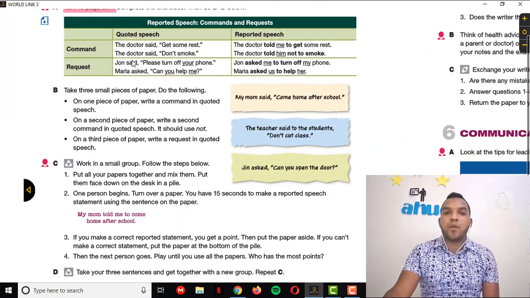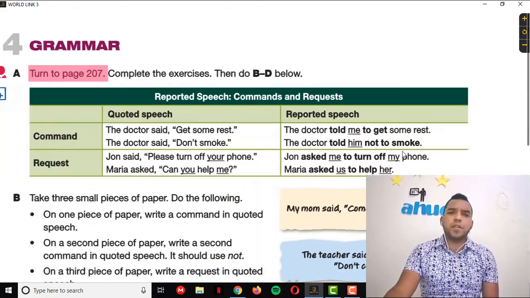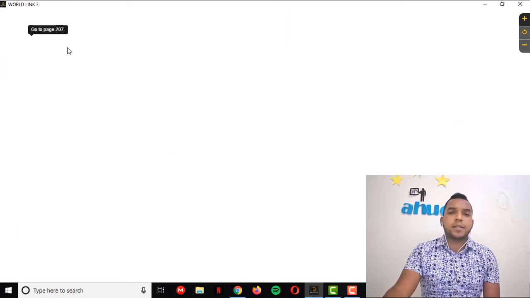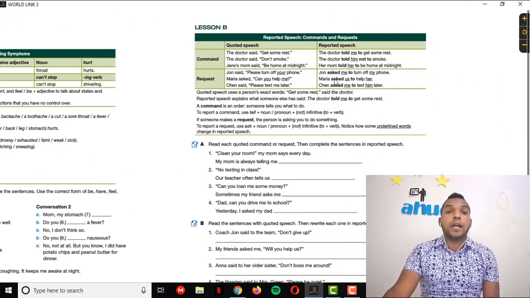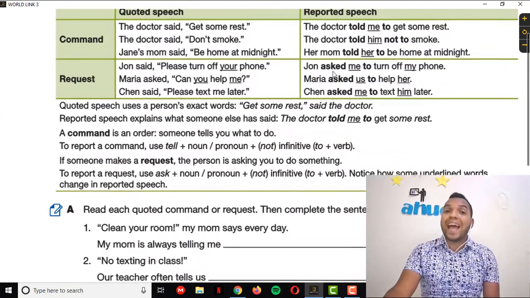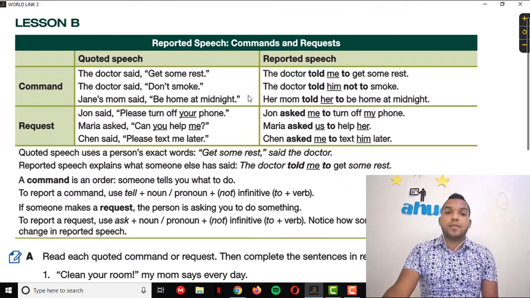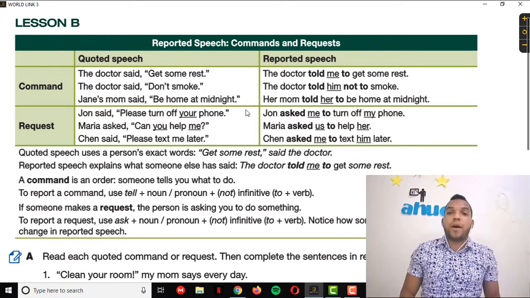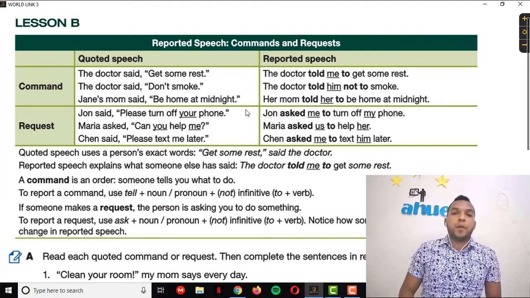Next part is the grammar. So, reported speech. What exactly is reported speech? The reported speech, as they say, reported. You are reporting what another person said. Okay? So this is used for that, when you are telling another person about what someone told you. Or when you want to repeat.